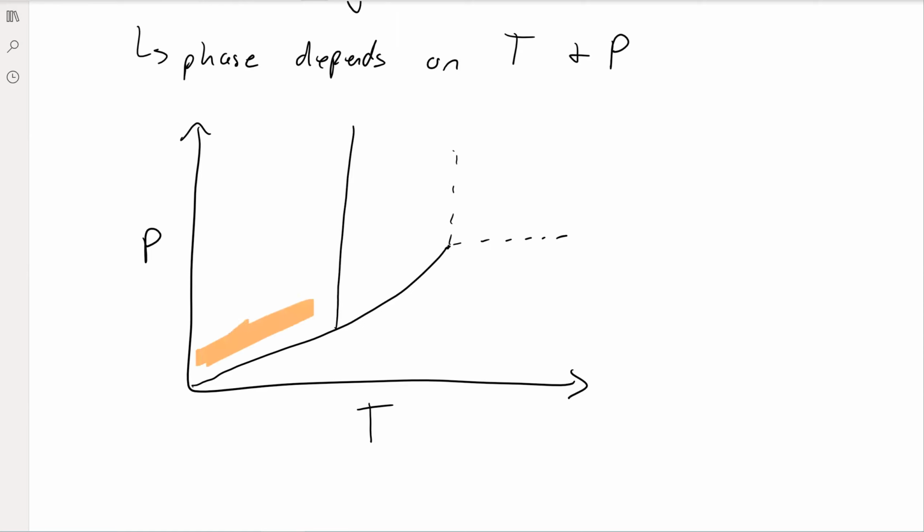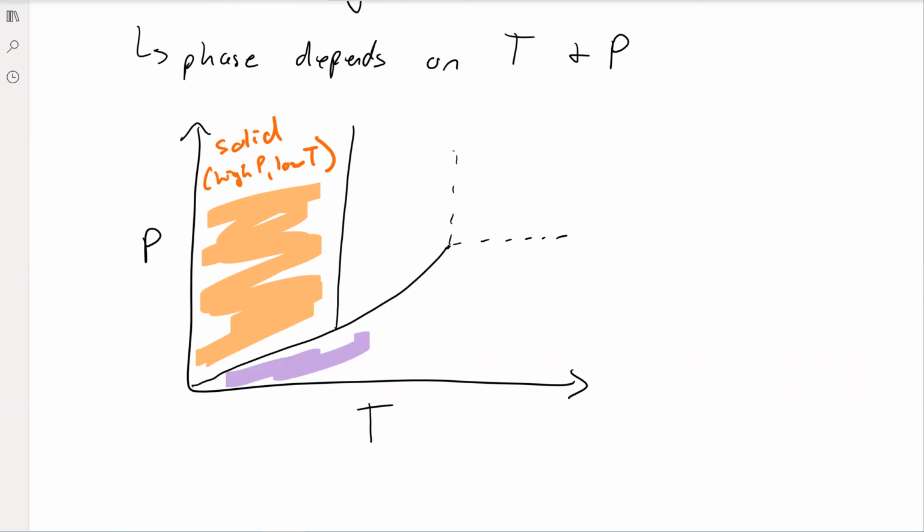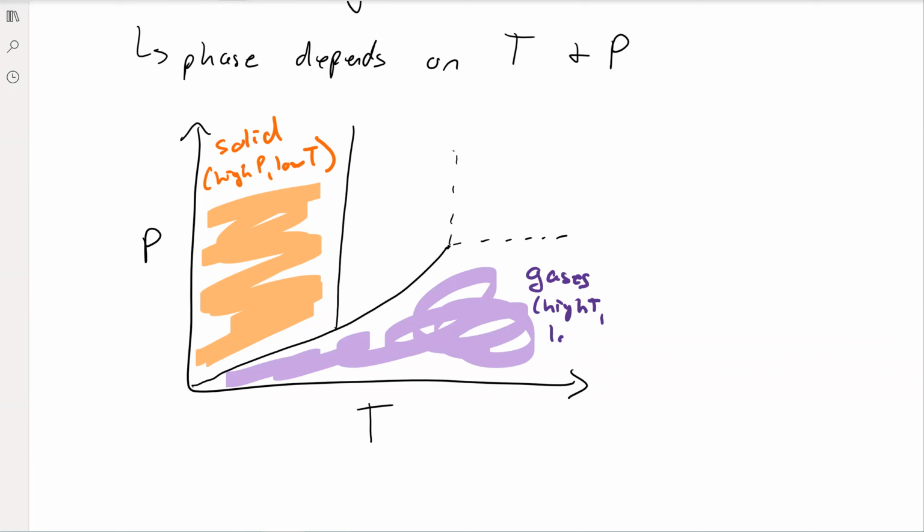When we're at low temperature and high pressure, everything's compact. We don't have a lot of kinetic energy. That's a solid. So everything over here is a solid, high pressure, low temperature. Then we have the opposite, high temperatures, low pressures. Things are gases. And then in between, in the intermediate phase, we have liquids.